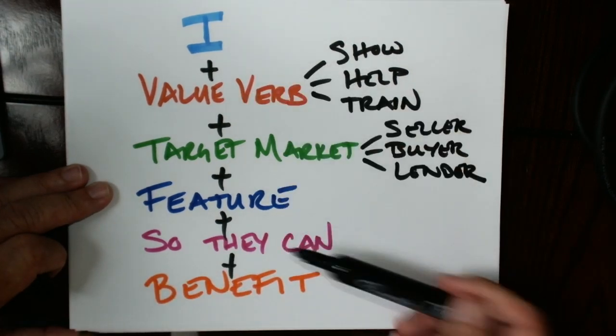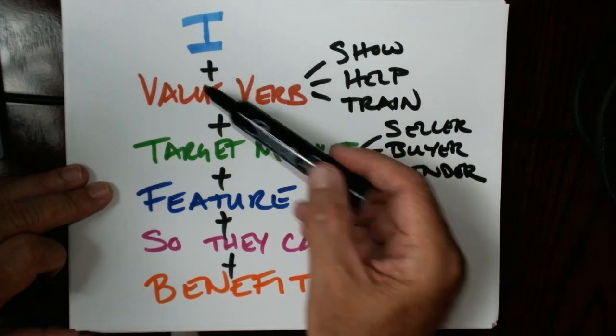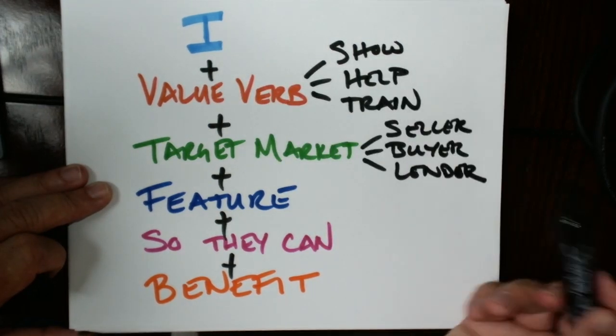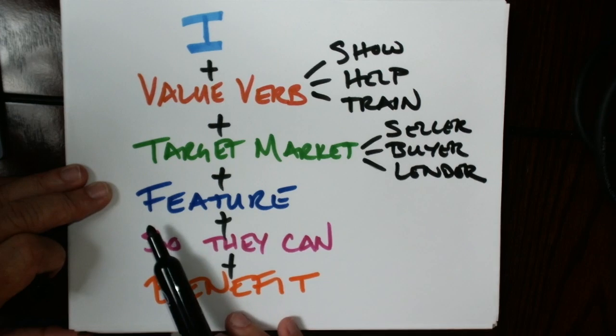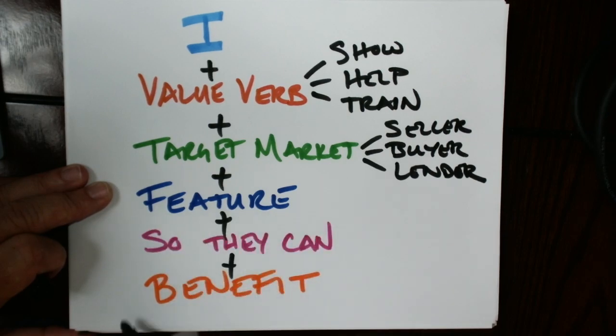So this is the formula in its entirety. It's you, what you do, show, help, train, who you do it for, what's the specifics of what you do, and then the benefit of that actual thing that you provide. So anytime someone asks what you do for a living, you answer with your audio business card.